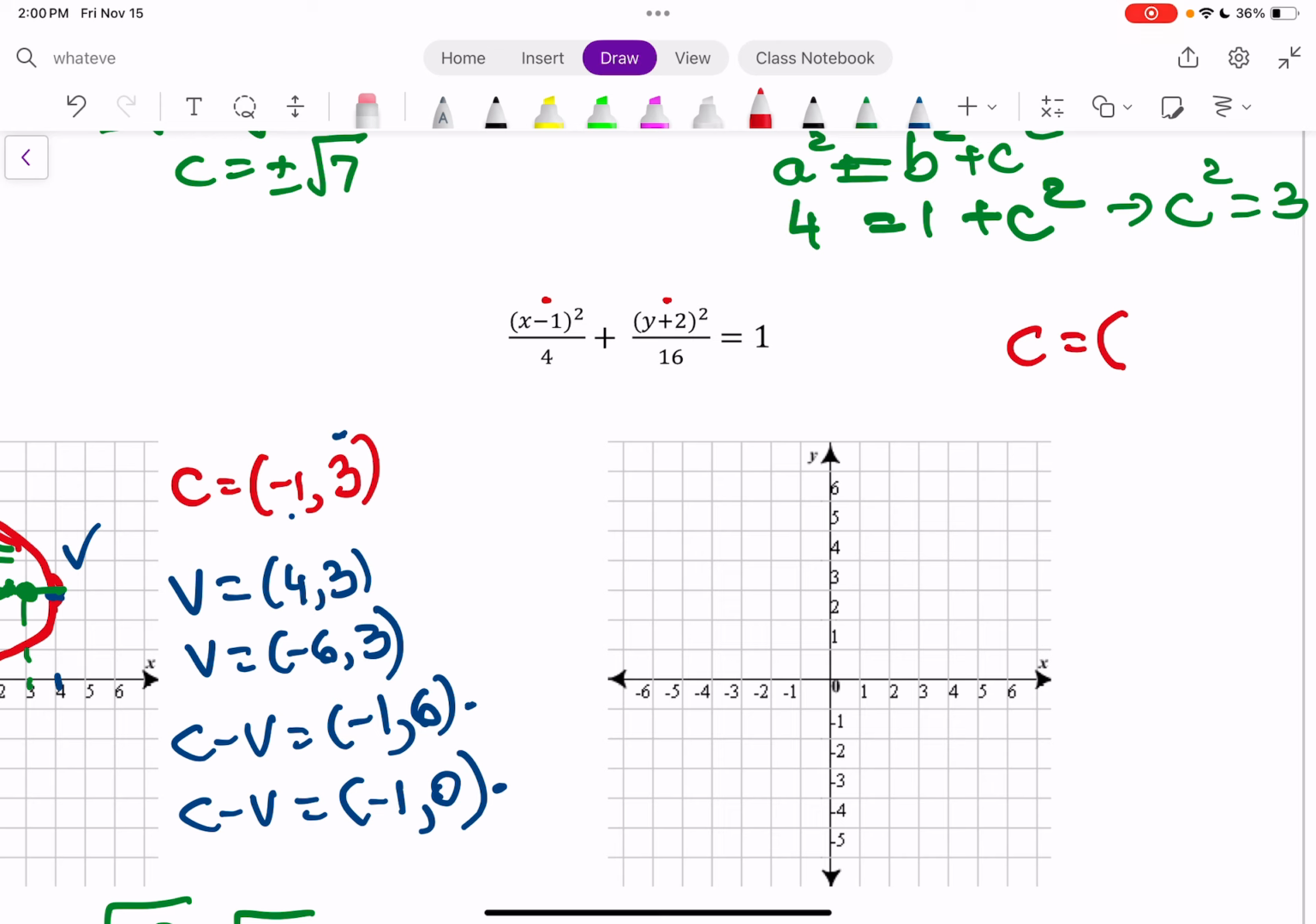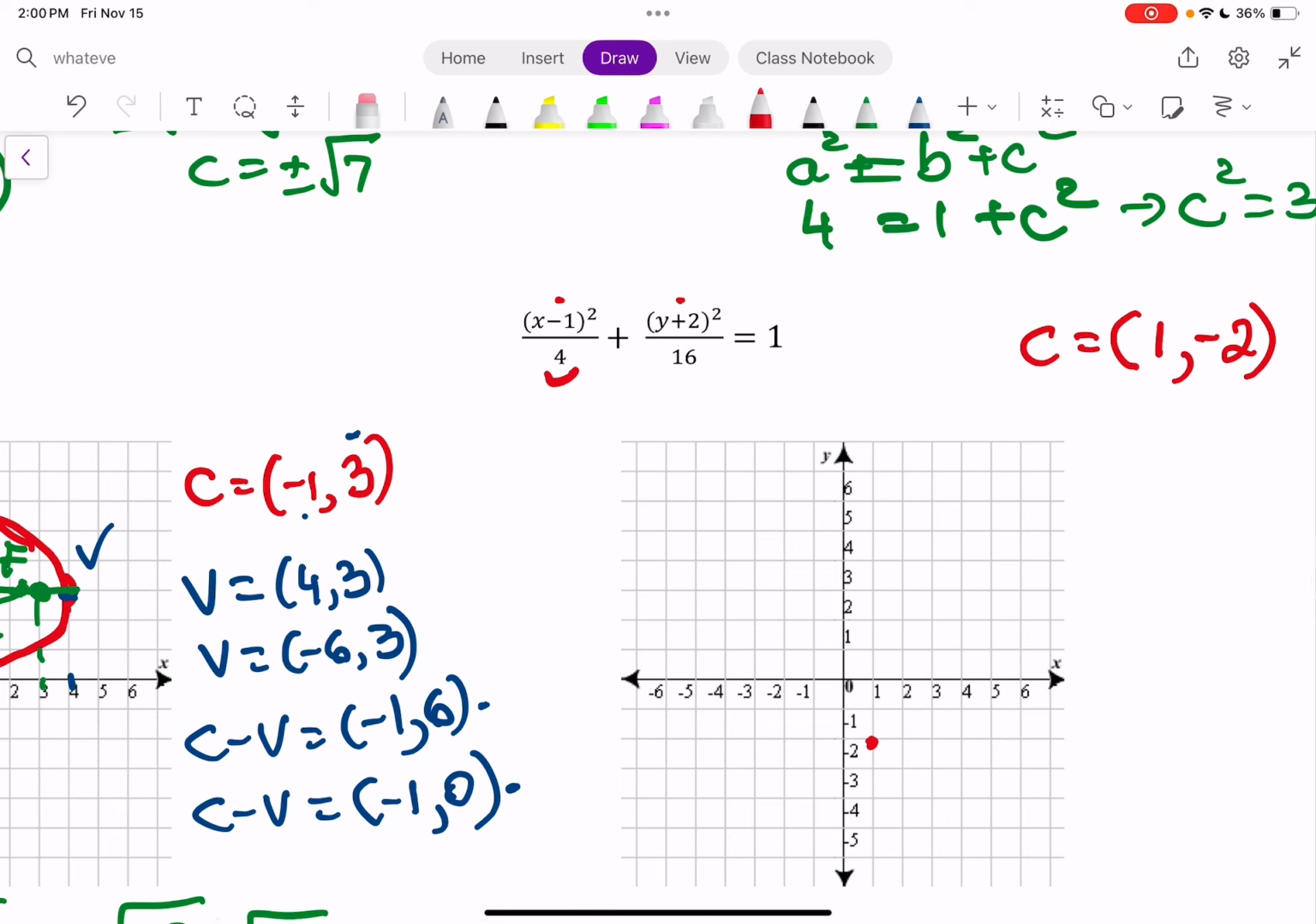So the X coordinate of the center is 1. The Y coordinate of the center is -2. And here it is. Under the X, I see 4, and 4 is the square of 2. So we're going to go 2 units left and 2 units right from the center in the X direction. Under the Y, I see a 16, and that's 4 squared. So I'll go 4 units up and 4 units down in the Y direction. So again, this is a vertical ellipse. The vertices are at the top and bottom.